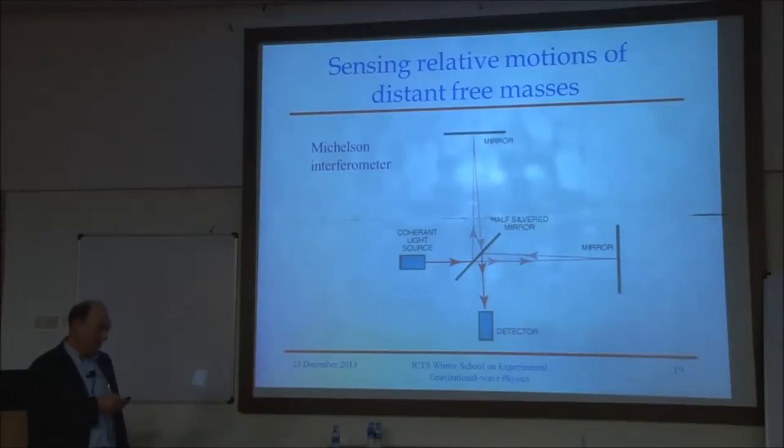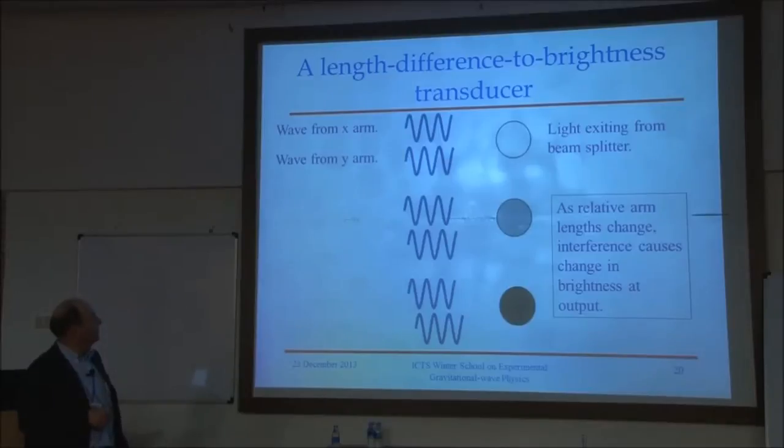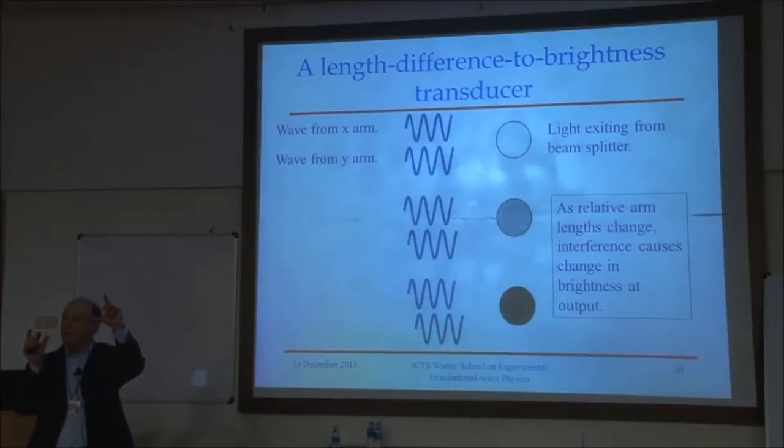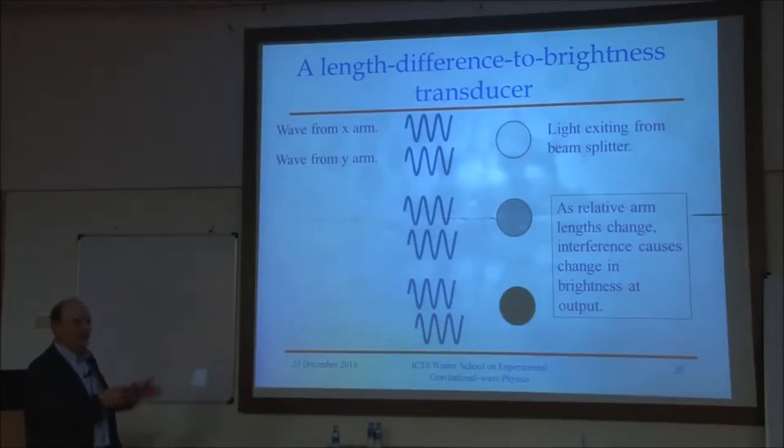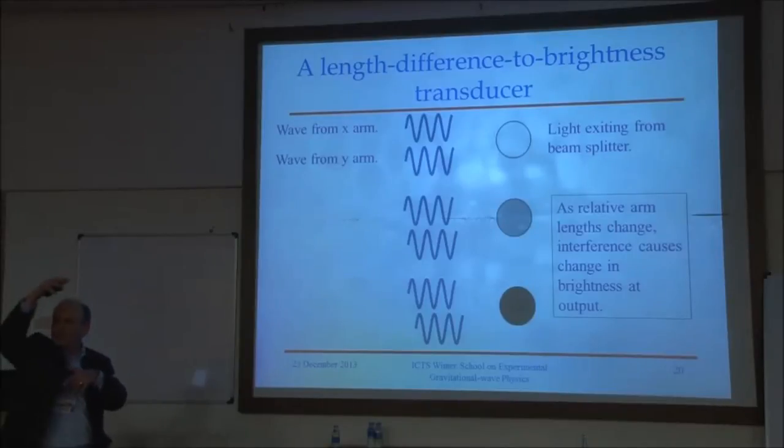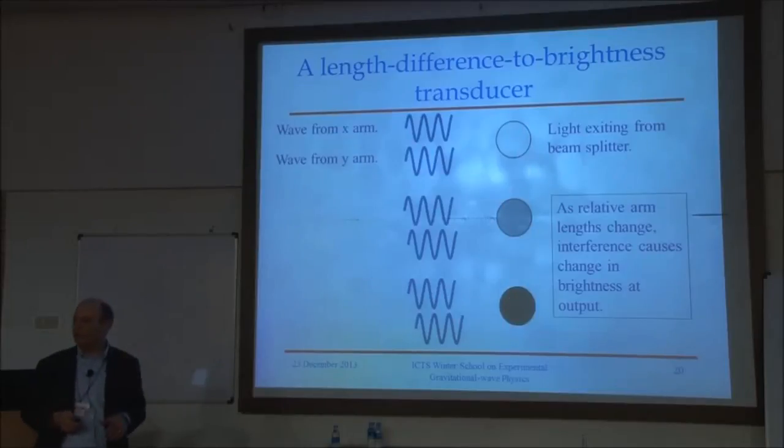And it's the ability to make measurements between distant masses and to make them with high precision that makes this possible. Just a reminder of how this works as a transducer. Our input is differential length changes in those two arms. And by the time we're done with the physics of a Michelson interferometer, by the time we bring the light wave from the X arm back together with the light wave from the Y arm at the beam splitter and superpose them, they can either be in phase, in which case we see a bright light at that output port. They can be out of phase, we see a dark port, or something in between. So we have an apparatus that can, for very small relative changes in an east-west direction and a north-south separation, turn that into a brightness change that we can measure with a photodetector. So we've got a length difference to brightness transducer.